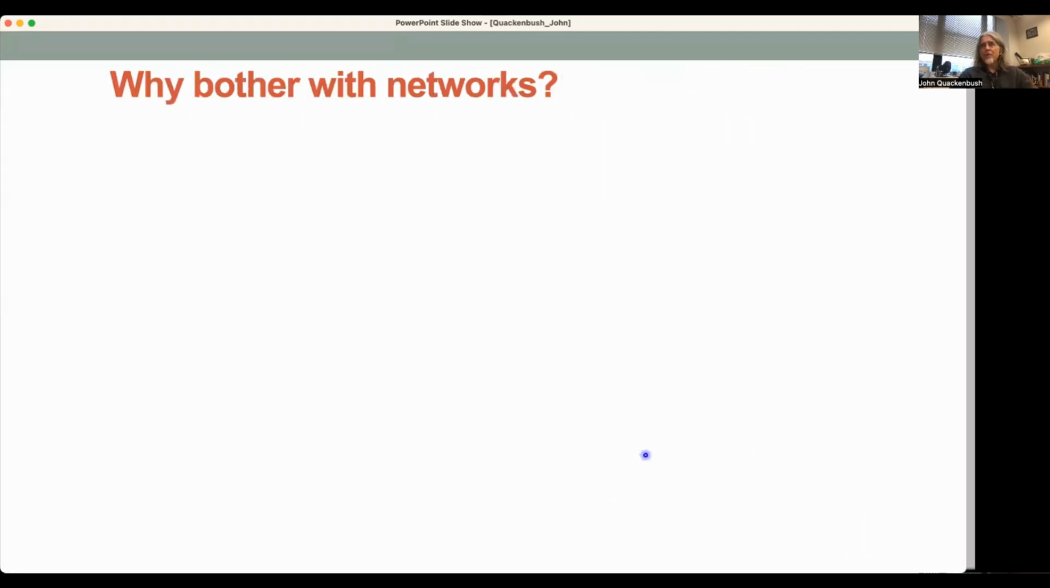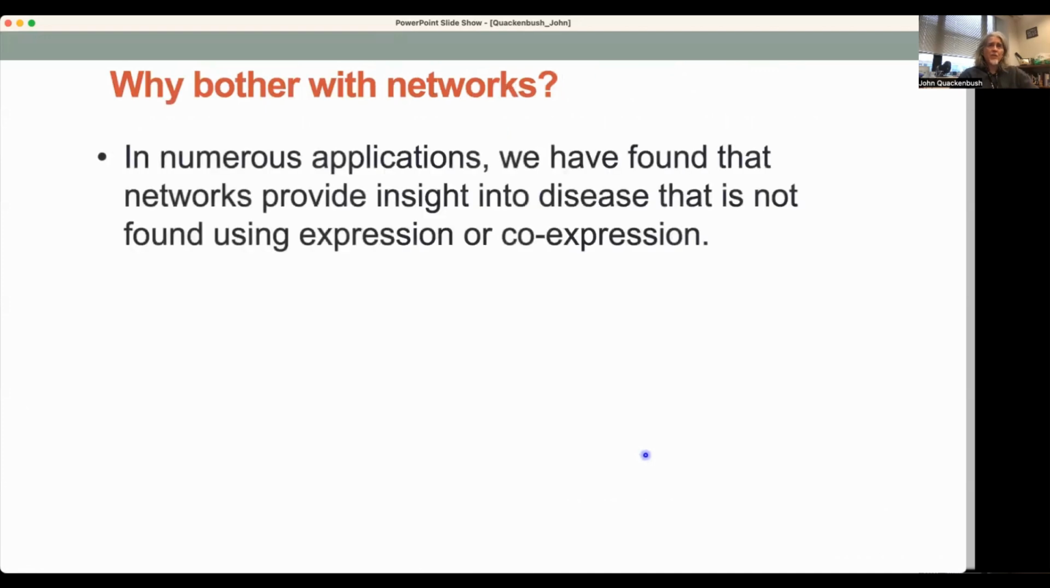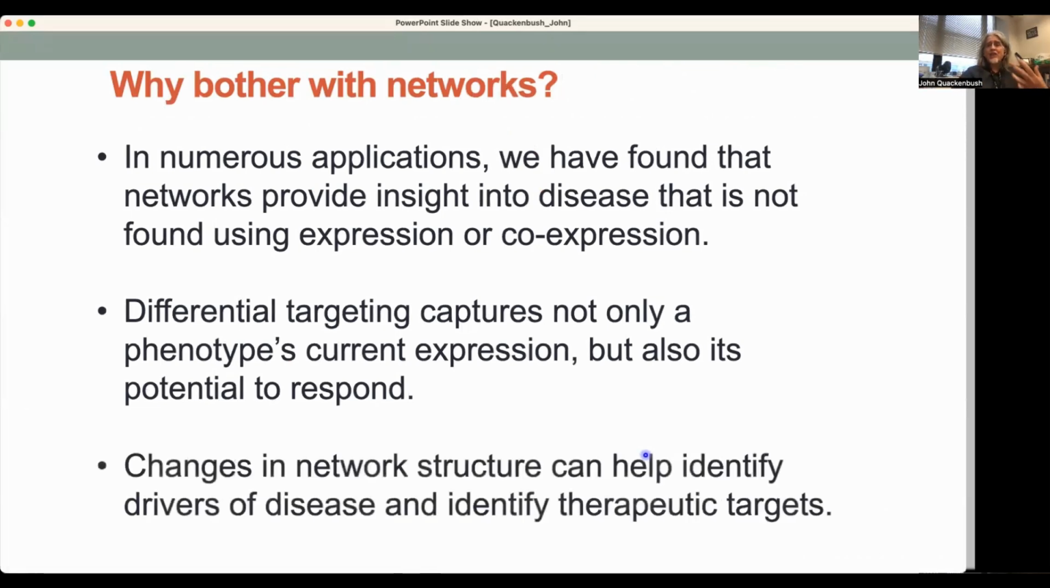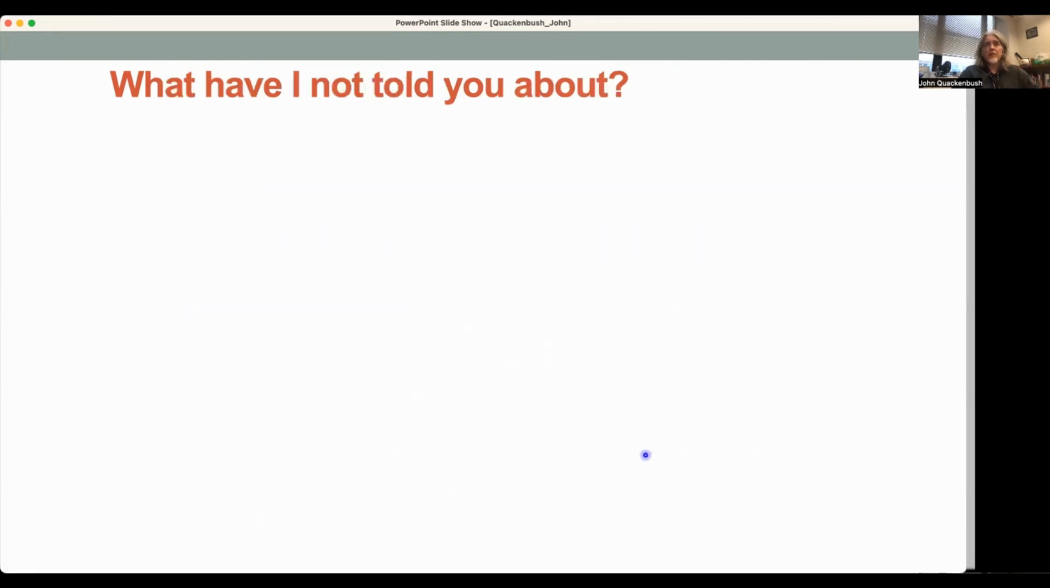So I know this has been a really high-level overview. I hope I've convinced you that networks are useful, because in various applications, we found that networks provide insight into disease that's not found using expression or co-expression alone. Differential targeting captures not only a phenotype's current expression, but also its potential to respond. And changes in network structure can help identify drivers of disease and, as Marouin showed, potential therapeutic targets.